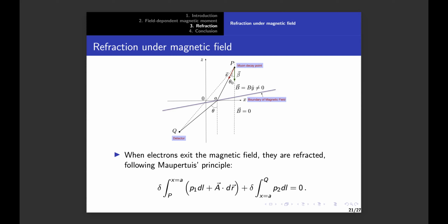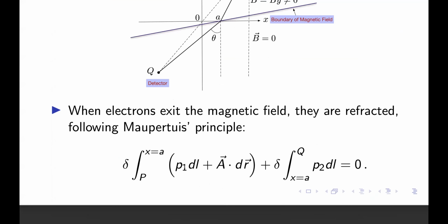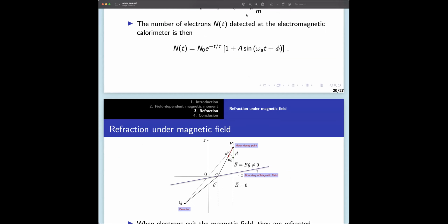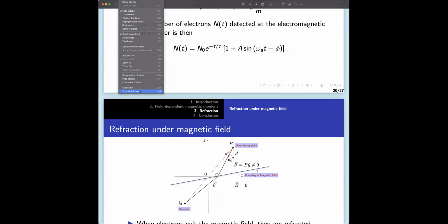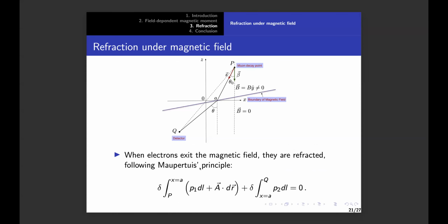the path of this electron will be determined by a least action principle because the electron energy is roughly 3 GeV. So the de Broglie wavelength is quite a bit smaller than the scale. So one can use the semi-classical approximation. So because energy is conserved, one can use the so-called Maupertuis principle.